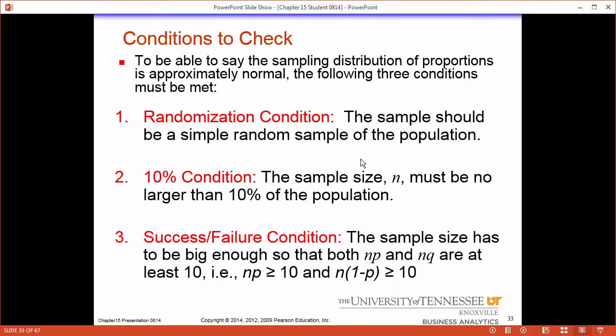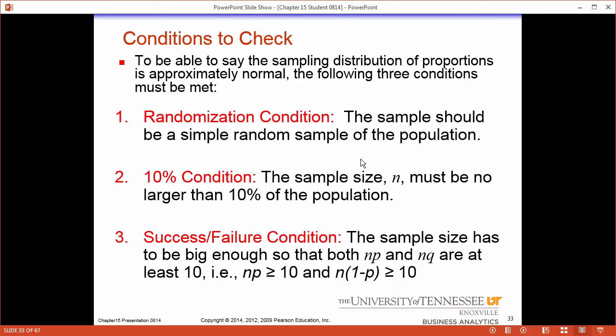The success failure condition. This is what we talked about earlier. np and nq need to be at least 10. And so if they're 10, that's great. We'll never put on a test where they're exactly 10. It's like 10 is good, 10.1 is better. You just want there to be at least 10 successes and at least 10 failures.